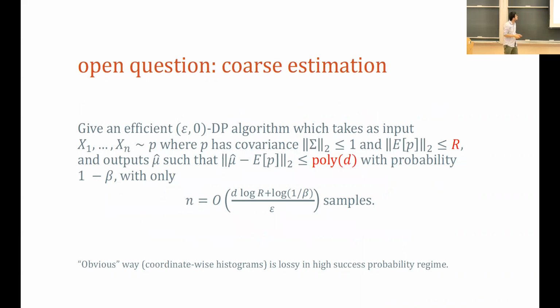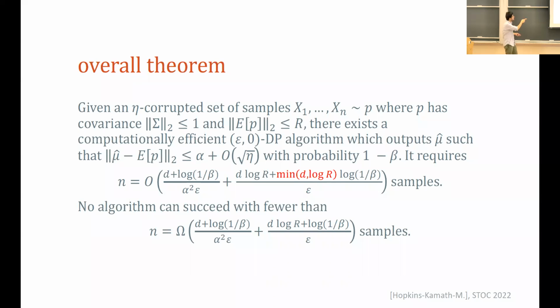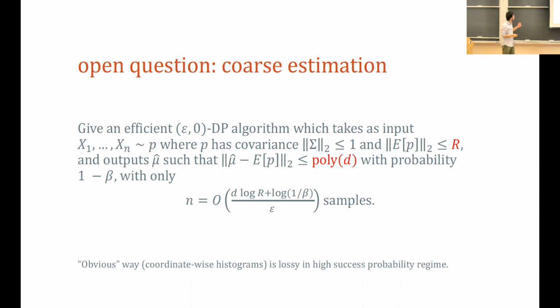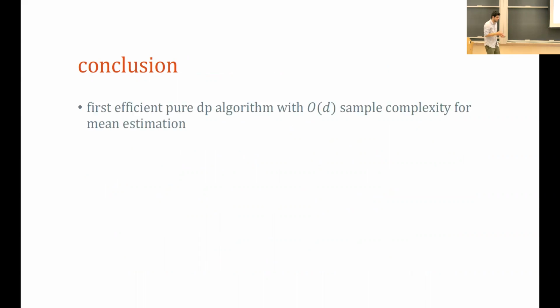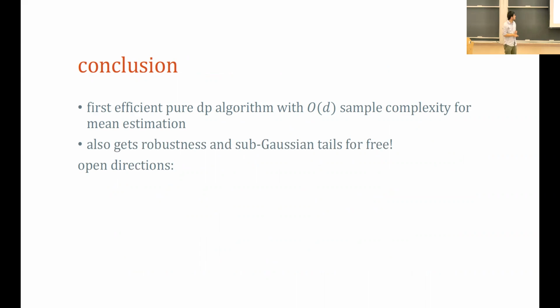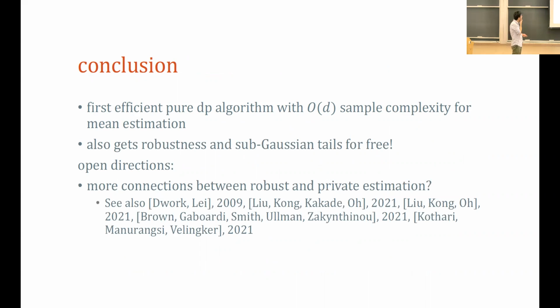So it's an open problem whether we can get rid of that d log r term, which I mentioned here. So what's the conclusion? We give the first private efficient algorithm for mean estimation. It has both the sample complexity. We basically connect robustness and privacy together. We also get robustness at Gaussian rates.